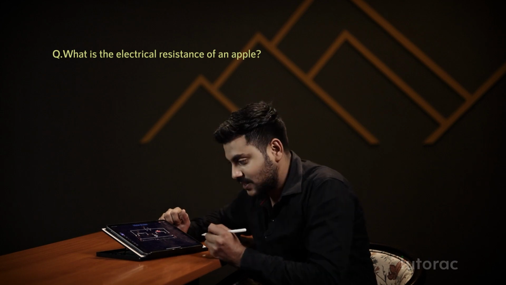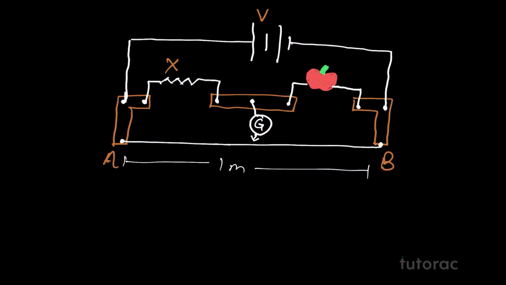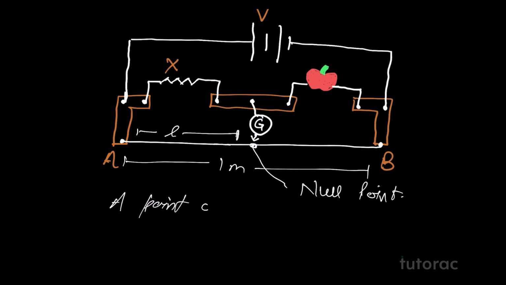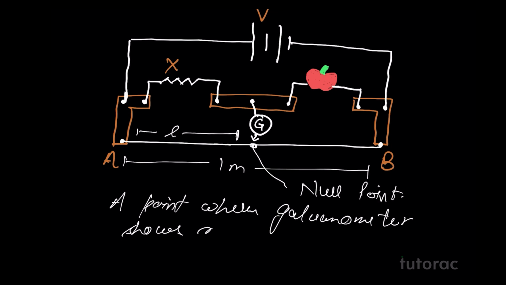Suppose we have a resistance here. It's a resistance whose value we already know, and I am saying here that it's X. Now, suppose out of this 1 meter, I have this distance L. What is this distance? This is what we call a null point. Null point means a point where the galvanometer shows no deflection.